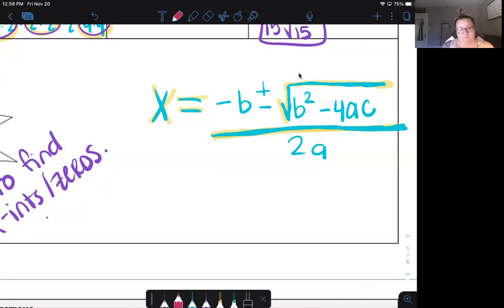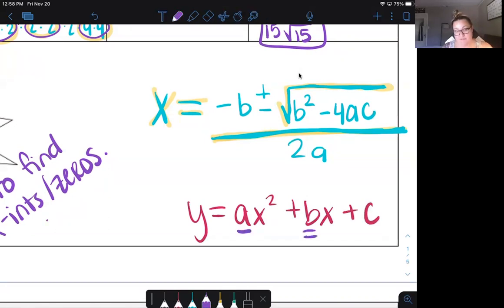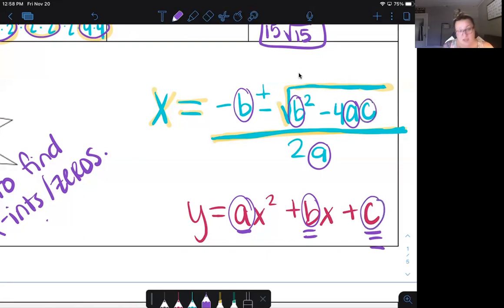Now, remember, a quadratic function is in the form of y equals ax squared plus bx plus c, where a is the coefficient of x squared, b is the coefficient of x, and c is your constant. So you're just plugging those values in. You're literally taking a, b, and c from y equals ax squared plus bx plus c, and then plugging those values into the quadratic formula, simplifying, and then you've got your x values for your x-intercepts.